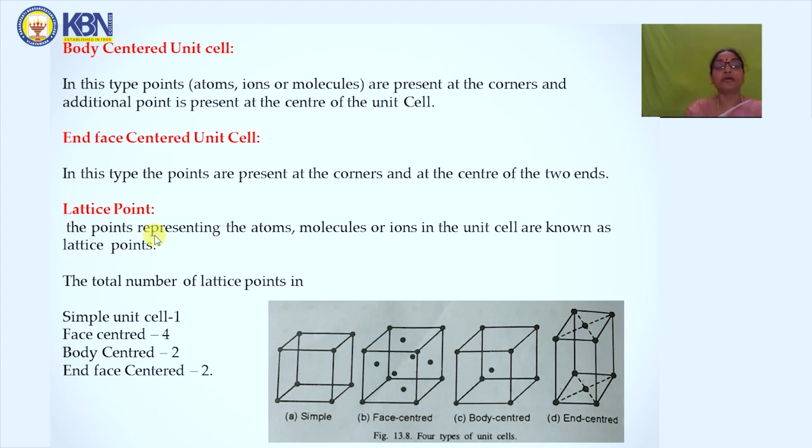So coming to the lattice point, the points representing the atoms, molecules or ions in the unit cell are known as lattice points. So this one is one lattice point. The total number of lattice points for a simple unit cell is 1. For a face-centered unit cell, the total number of lattice points is 4. For body-centered, the total number of lattice points is 2. And for end-face-centered, the total number of lattice points is 2.